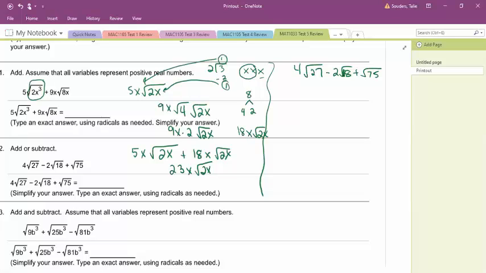How would you simplify the square root of 27? So you can pull a 3 out of that. So you could split it up into 9 times 3, and then you're looking for perfect squares that go into it, right? So the square root of 9 is 3. So that whole term becomes 12 times the square root of 3. Good. How about the square root of 18? What could you pull out of that?